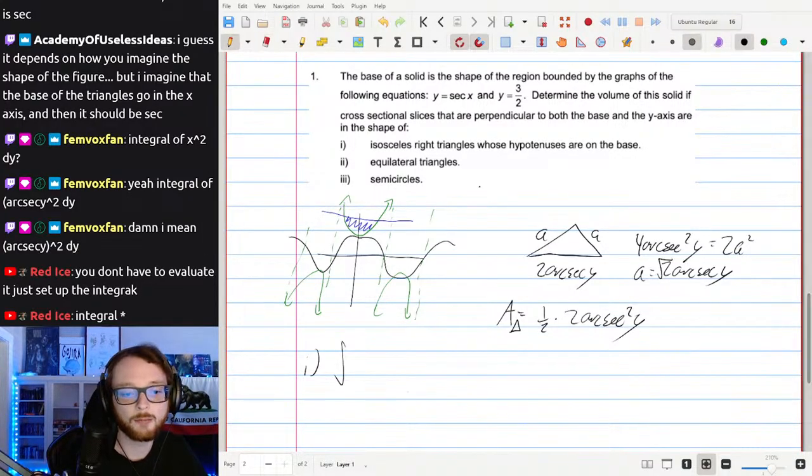So the integral that I would set up here is arcsecant y squared dy, and then y ranges from 1, the intersection point down there, to 3/2. So if you wanted to actually do that integral, I have no idea how you would. But if all you need to do is set it up and plug it into a calculator, then that's great.